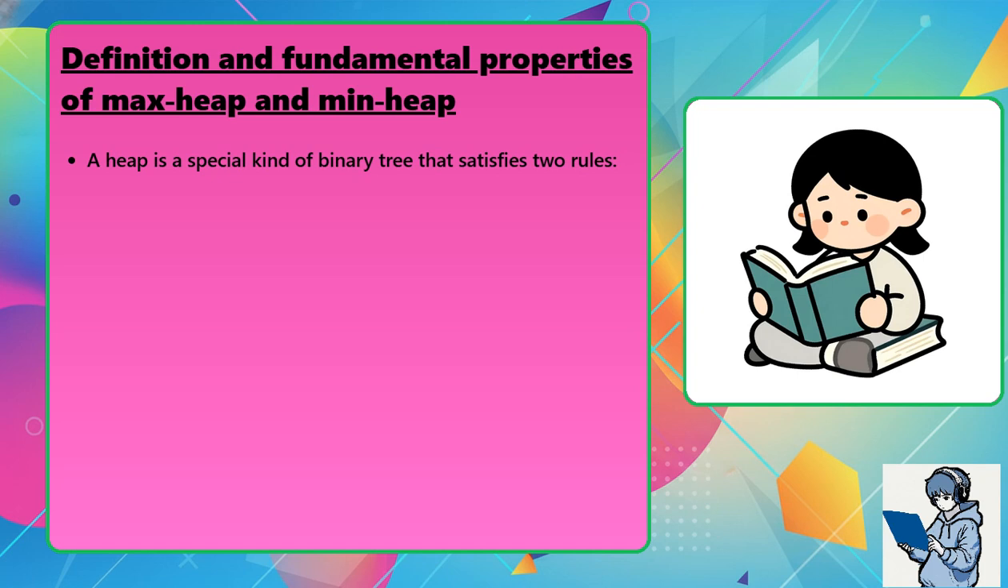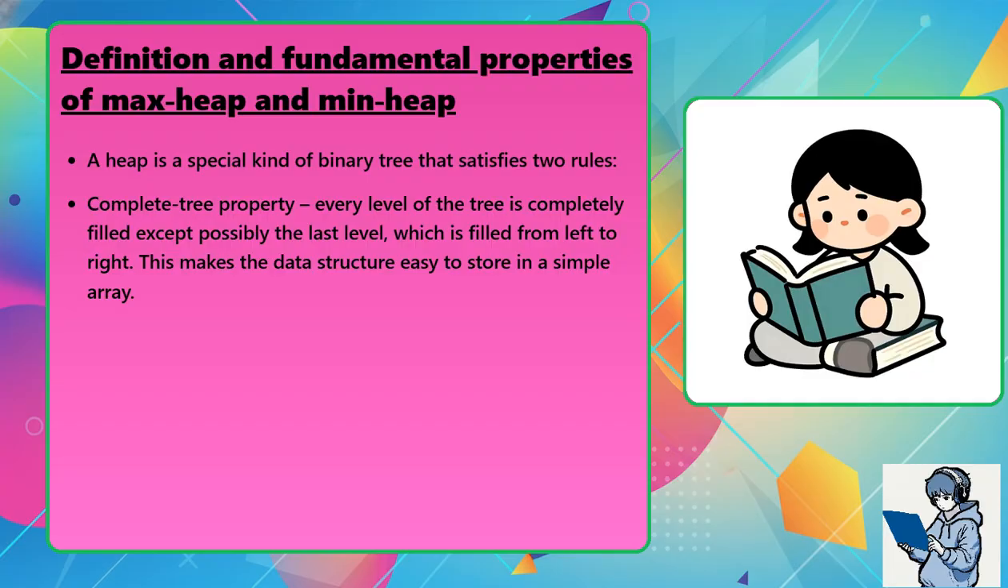A heap is a special kind of binary tree that satisfies two rules. Complete tree property: every level of the tree is completely filled, except possibly the last level, which is filled from left to right. This makes the data structure easy to store in a simple array.